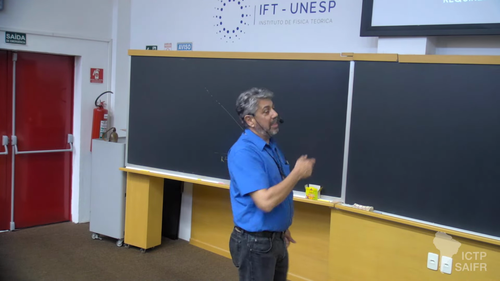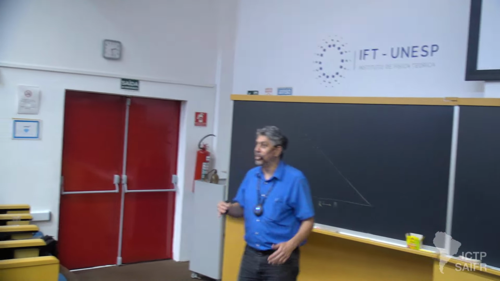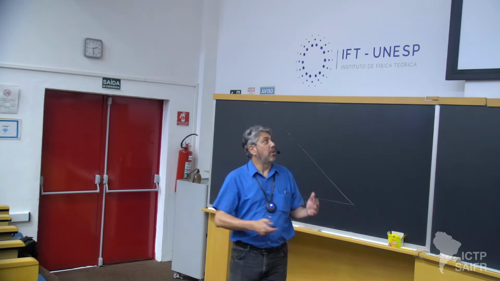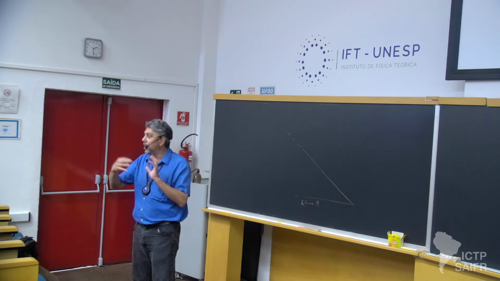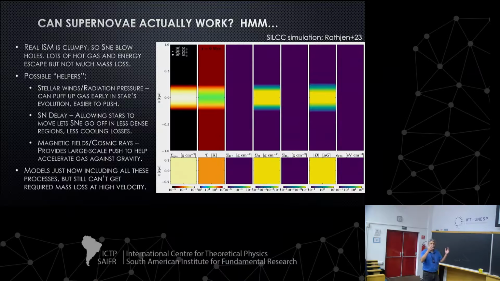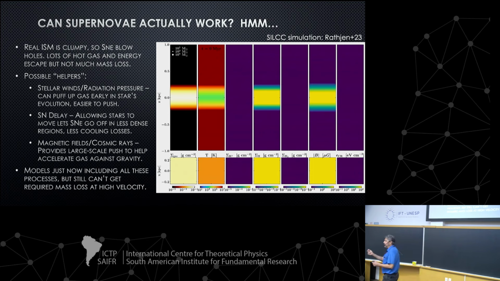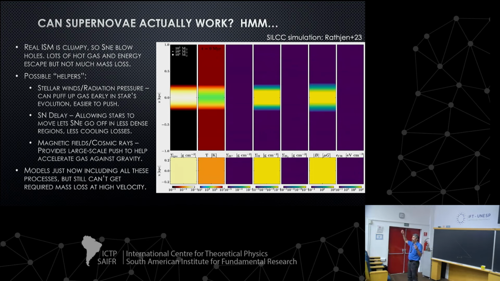Okay, but all kinds of things have been added to these models to try to help the supernovae be effective. Not sure how much stellar evolution you covered last time, but stars also have stellar winds, which can be fairly energetic, so you can add that in. You can add radiation pressure from the stars, just the UV photons from the young stars. Another thing that helps a little bit is the fact that supernovae don't go off instantaneously. The star can wander off a little bit before going supernova, and this can allow it to go off in a less dense region, which allows it to be more effective.